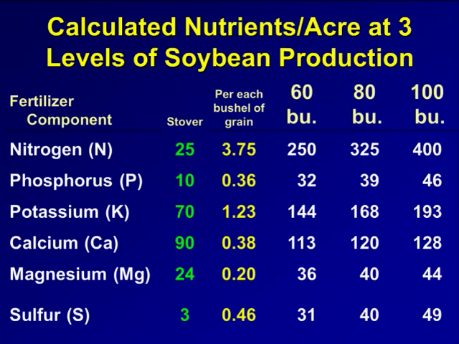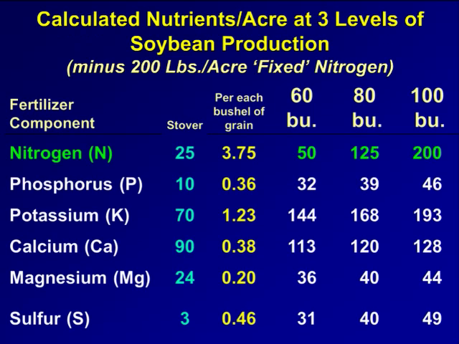The other thing that we all need to keep in the back of our mind is that if biostimulants are increasing yield potential, we may need to be increasing our nutrients as well to realize this. On the chart here in front of you, I think we probably all know this: it takes 3.75 pounds of nitrogen per bushel of soybean grain. For 60 bushels, that's 250 pounds, and if we're looking at 100 bushel soybeans, that's 400 pounds of nitrogen needed per acre.